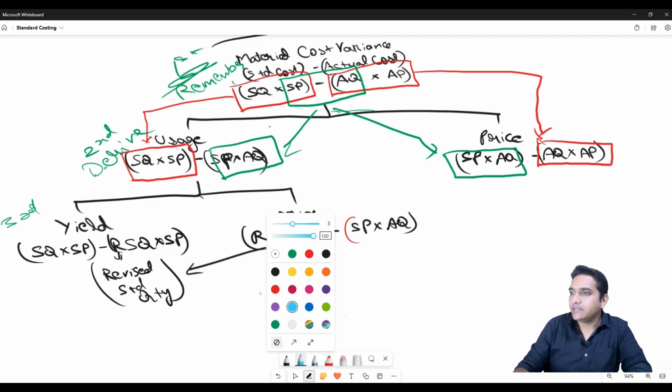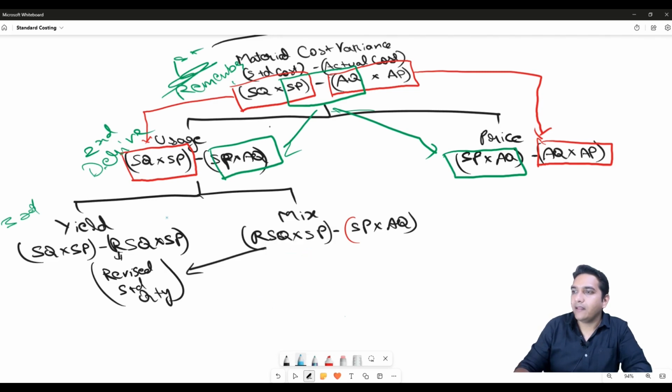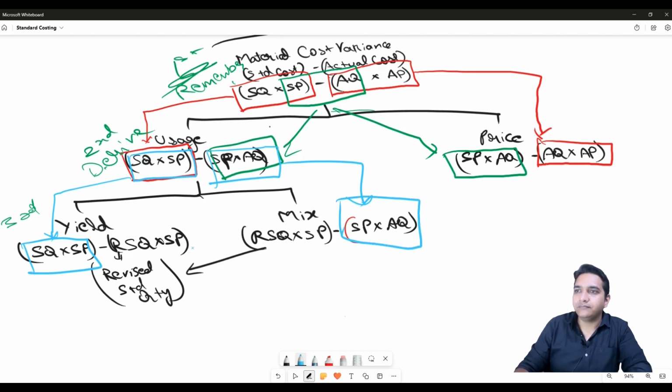What we do is we take the first part of the usage formula, that is the standard cost, and put it under yield as the first part, and take the second part of usage and put it as mix. Then, if you multiply with this, it is wrong. Don't do it the way we did before. Here there is a slight change. What is the slight change?